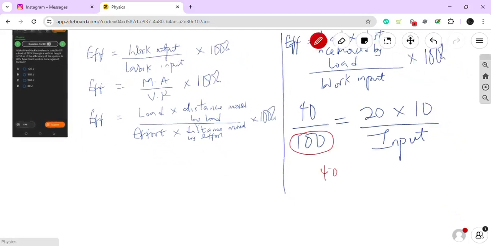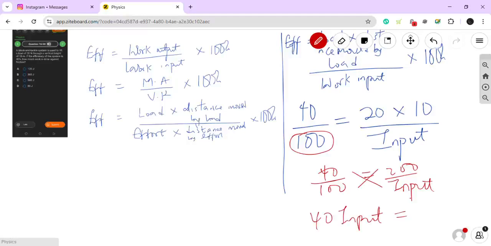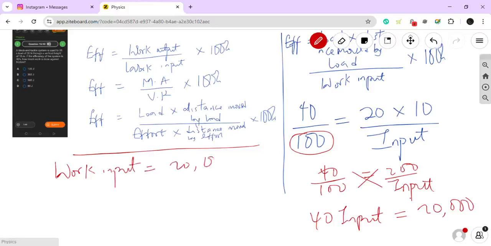Alright, so this will be 40 over 100 because this is 200 over the input. So you have to cross multiply, meaning 40 times the work input equals 200 times 100, that's 20,000. To get the work input, we divide 20,000 by 40, which comes to 500 joules. That's the work input. The work input is 500 joules.